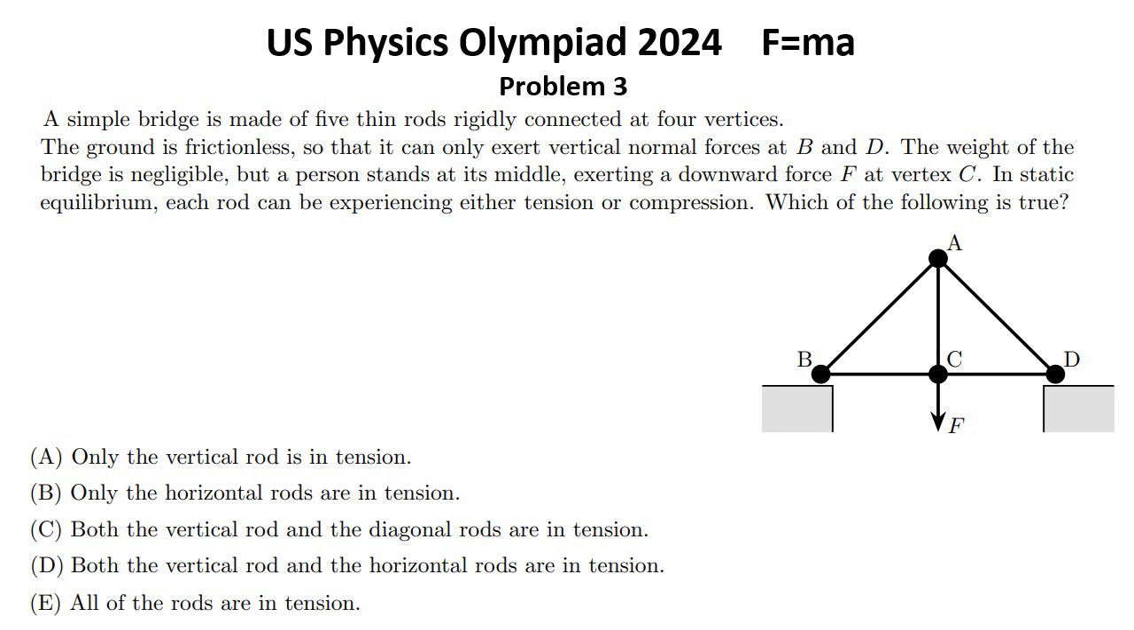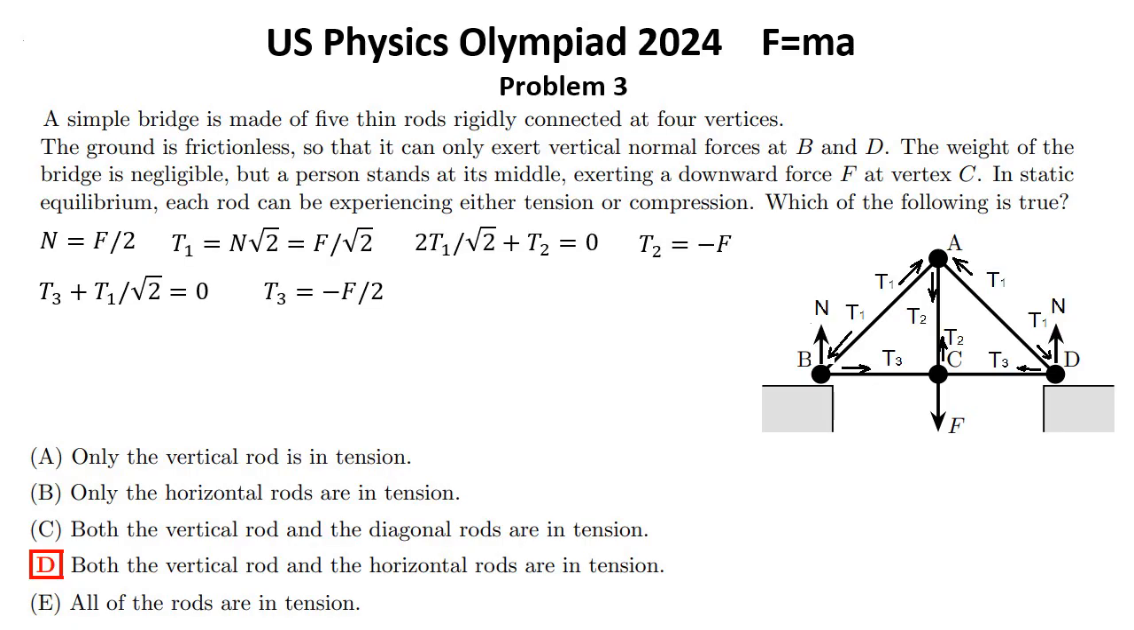Solution to problem number 3. Points A, B, C and D are in equilibrium. Points B and D are subject to the reaction forces of the bridge support, which, due to symmetry, are equal to F in half. To balance the vertical component on points B and D, force T1 must be a compression force and is equal to F divided by the square root of 2. Further, to balance the vertical component on point A, force T2 must be a tension force and is equal to F.